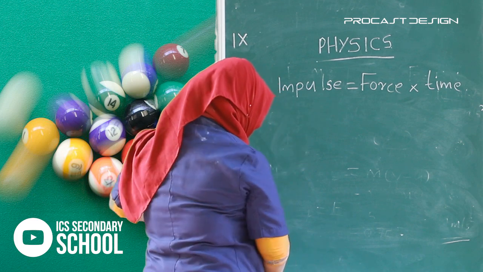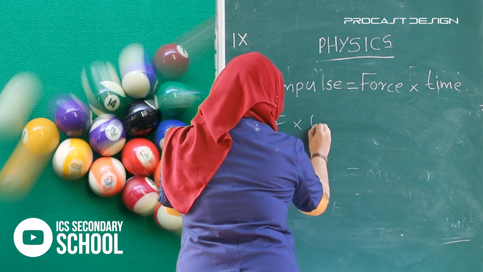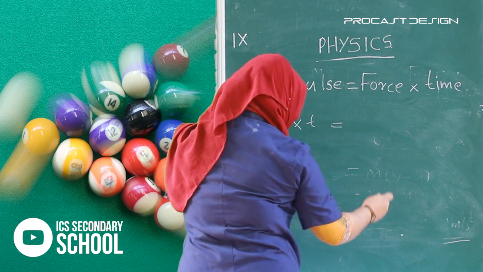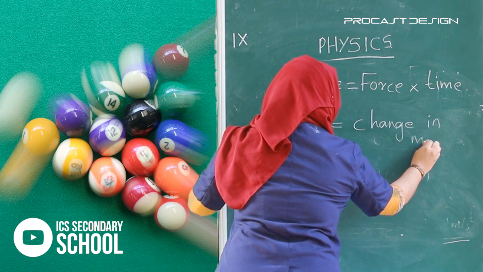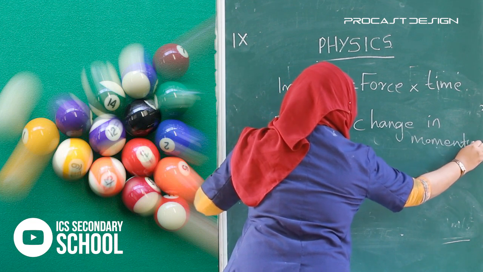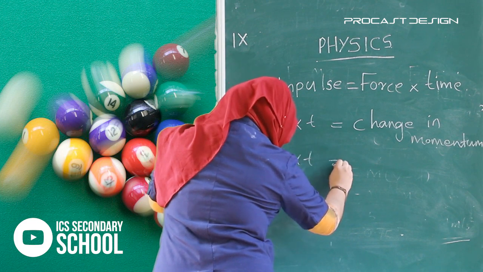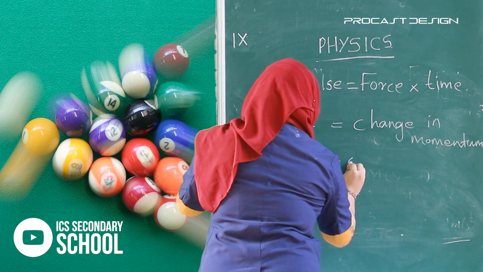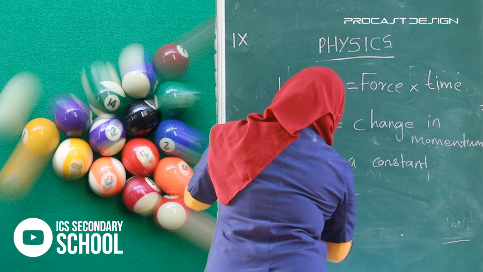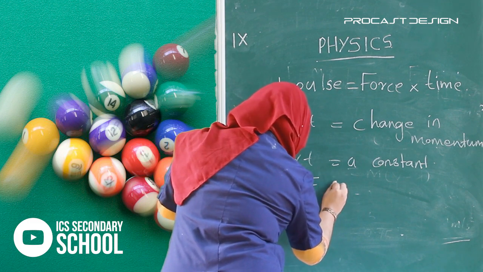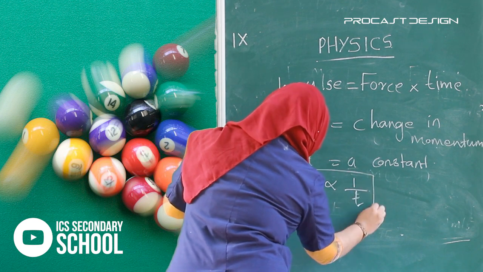Impulse is equal to force into time. So, F into T is equal to change in momentum. That is, F into T is equal to a constant. It is a constant. So, we can write that F is inversely proportional to time.